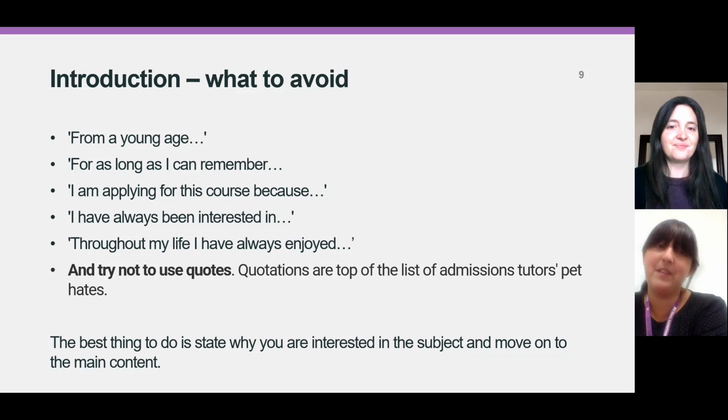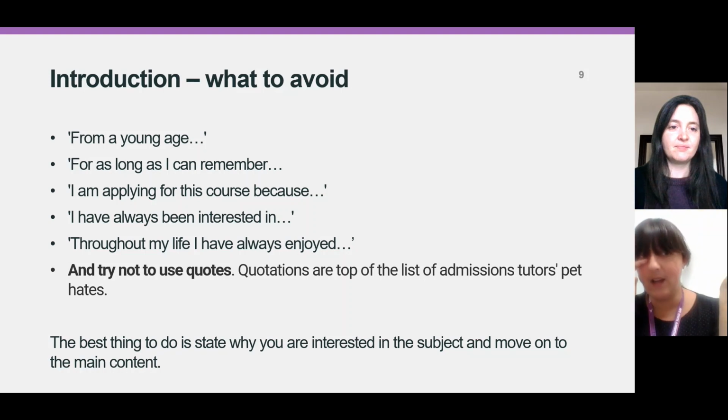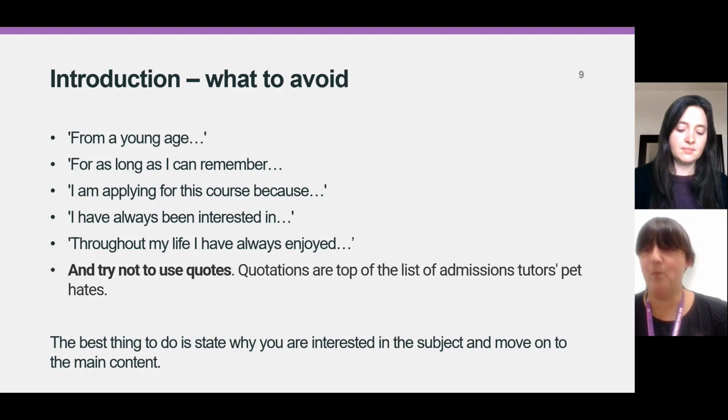But yeah, just a couple of things that we would recommend avoiding, just because they're quite common and seen quite a lot, and then also some of these things are a pet hate for an admissions tutor, as it says on the slide. So some of these sentences are used really frequently, so it would be best to steer away from them. "From a young age" is probably the main one that I read a lot. But yeah, there's a few.